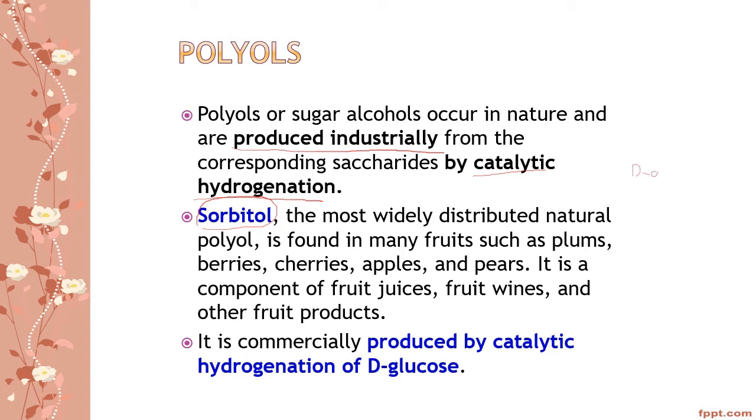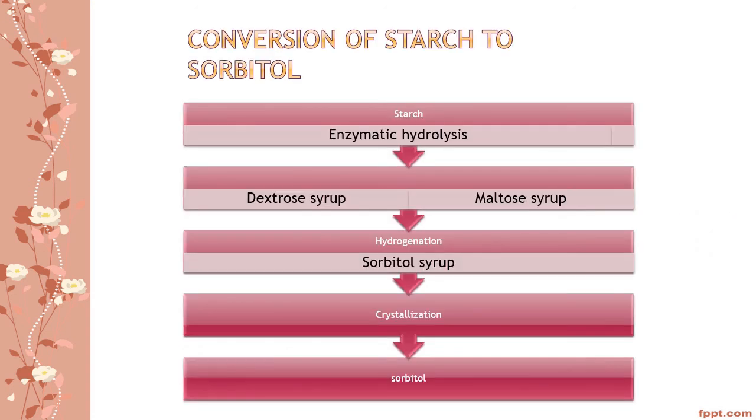So you have D-glucose, and then you undergo catalytic hydrogenation and it will give you sorbitol. Sorbitol is common in food products. If you look at the ingredients in candy, you will normally see sorbitol, and also in chewing gums and all that. Okay, so how is starch converted to sorbitol?